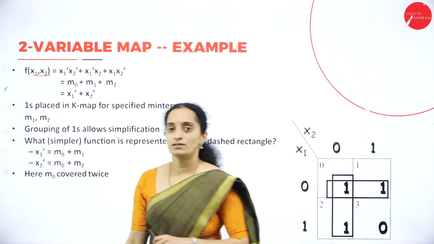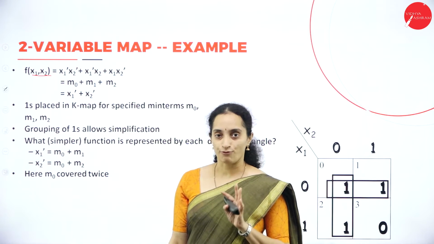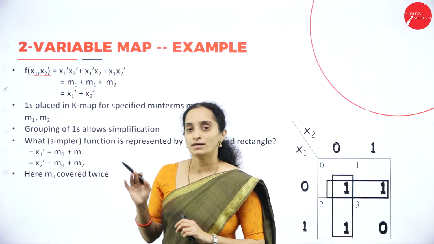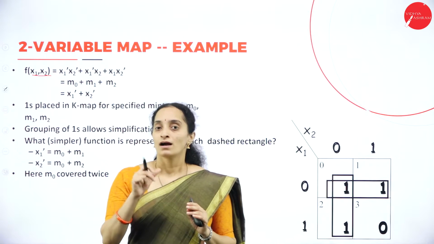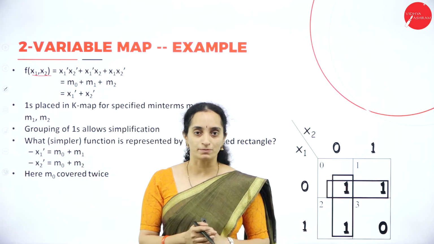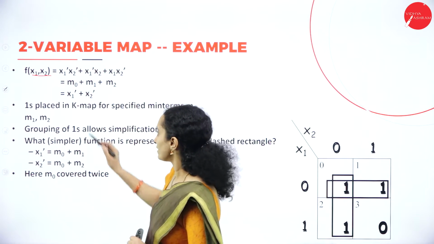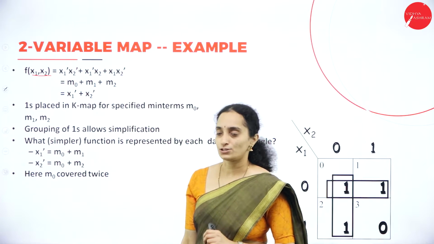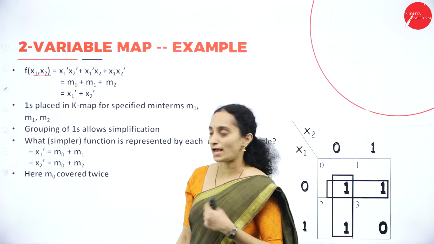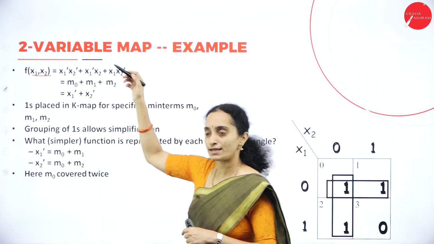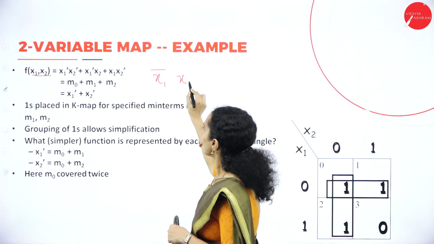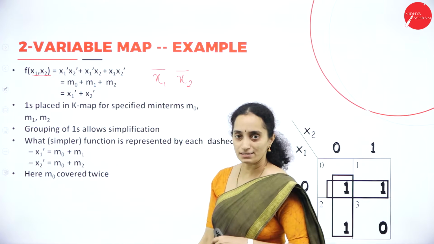Okay, we have 2 variables, that means you can have 4 combinations: 0 0, 0 1, 1 0, 1 1, where 0 can be represented as the complement of the variable and 1 can be represented as the non-complement form of the variable. Here we have x1, x2; 0 0 will be represented as x1 dash, x2 dash. Nothing much difference in this.